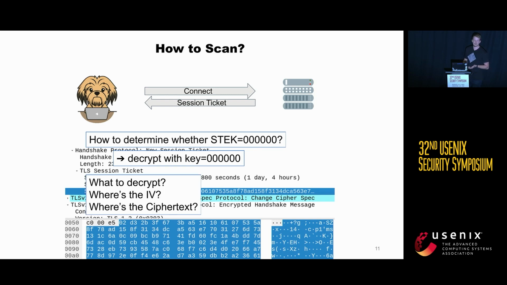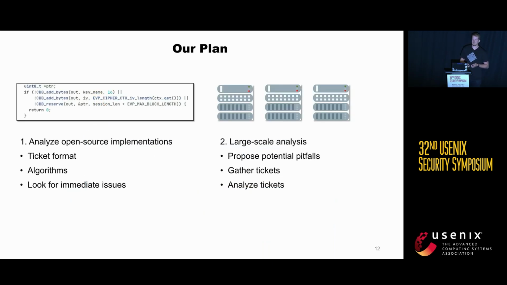But where do we decrypt? Which algorithm do we use? Where's the initialization vector? Where's the ciphertext? We don't know all of that. So we need to take a look at how tickets work. And this is what we've done in our paper. We first analyzed open source libraries and the standard. The standard doesn't require a specific format for tickets, and that is why we needed to look at open source libraries. We've taken a look at the algorithms used by open source libraries and looked for immediate issues. The summary is that all of this looks fine and is close to the standard.